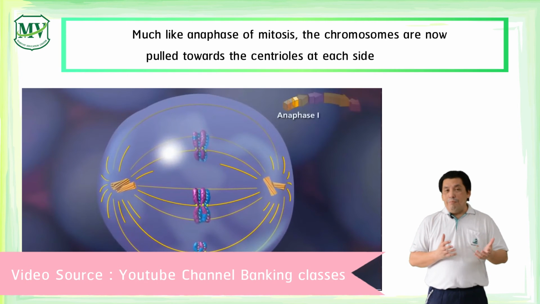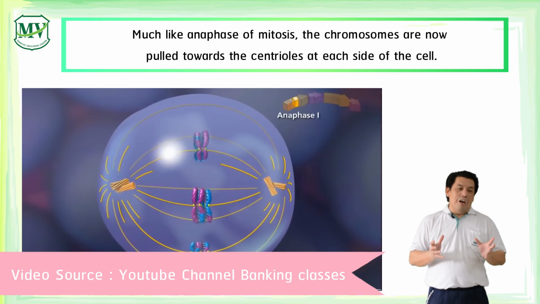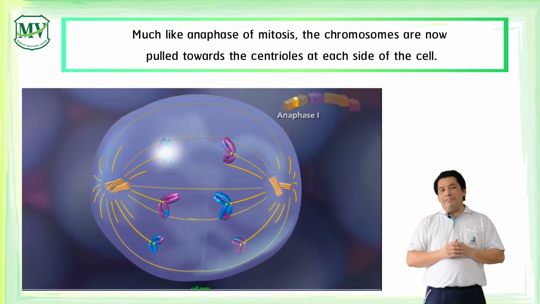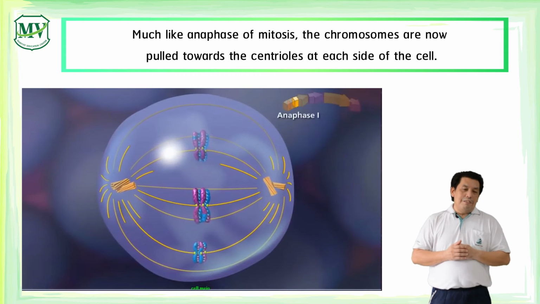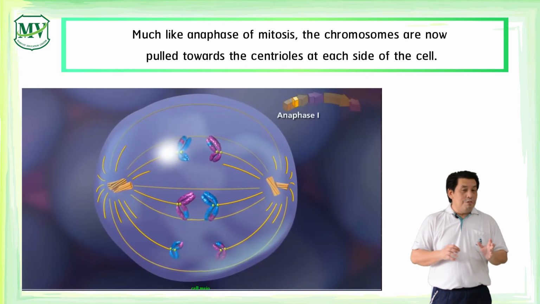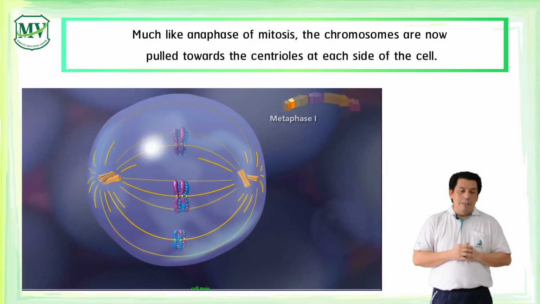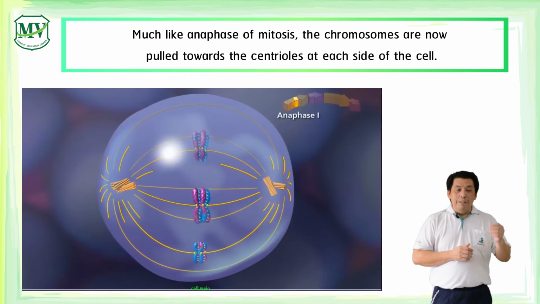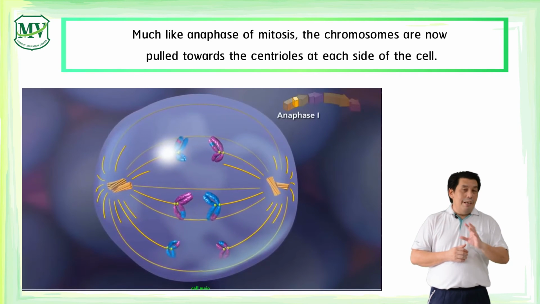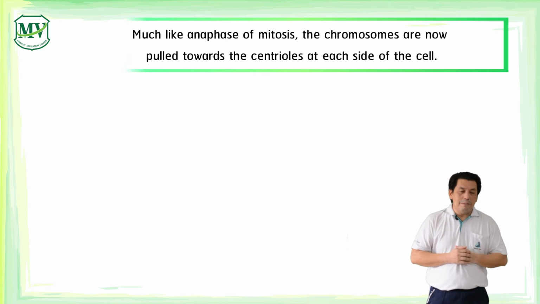Much like anaphase of mitosis, the chromosomes are now pulled towards the centrioles on each side of the cell. However, the centromeres holding the sister chromatids together do not dissolve in anaphase 1 of meiosis, meaning only the homologous chromosomes are separated, not sister chromatids.